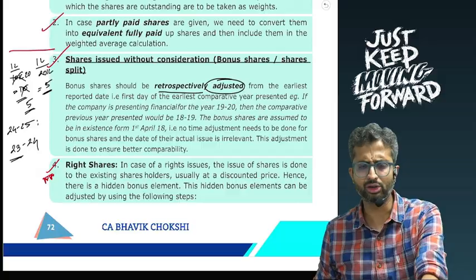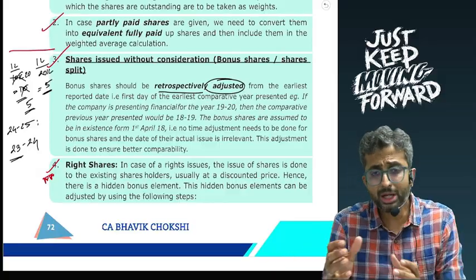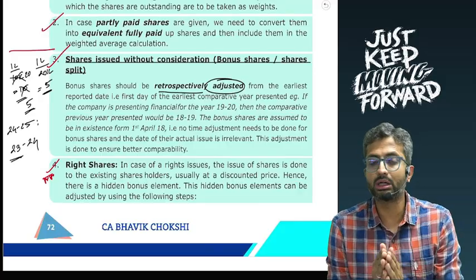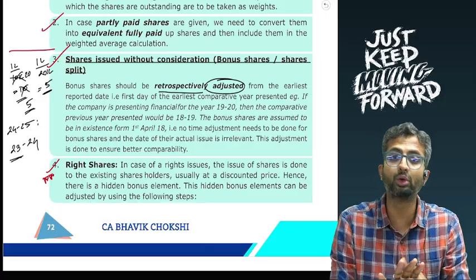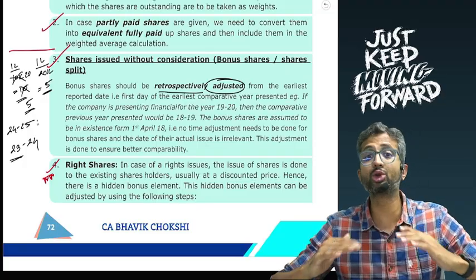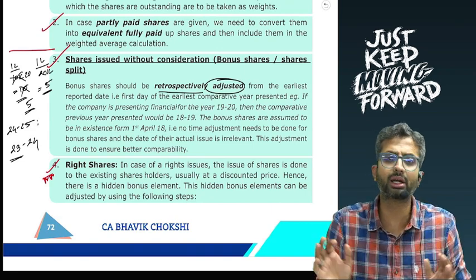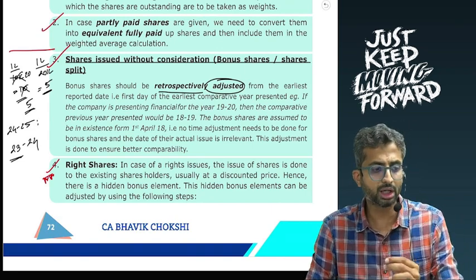So when we look at right shares, there may be some hidden bonus element, because right shares are for consideration, but not for a full consideration, and hence how will we quantify that? Now the Institute gives you 3 steps. It says you will first calculate something called the theoretical ex-rights price. What is the theoretical ex-rights price?